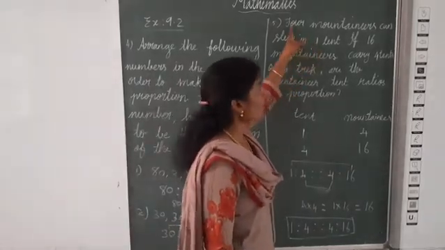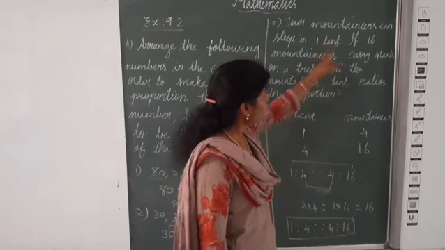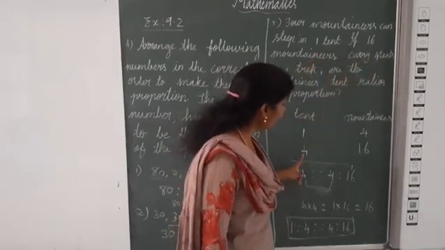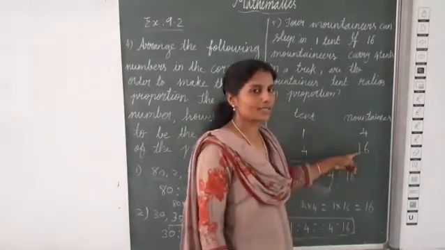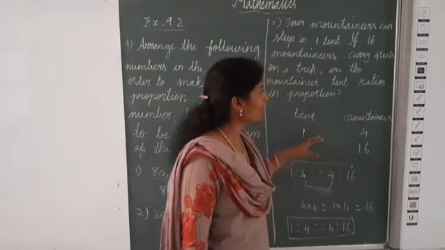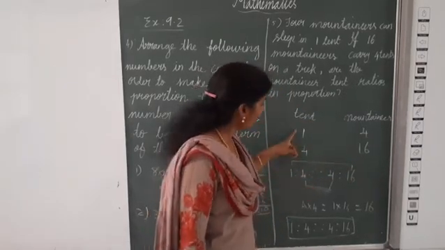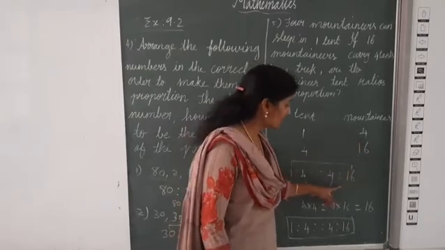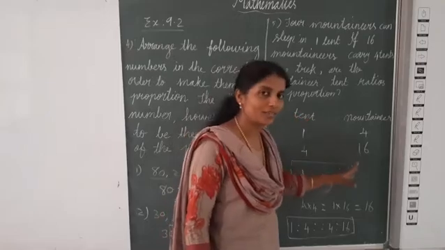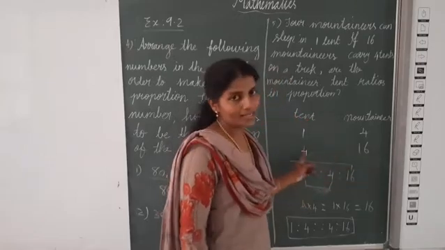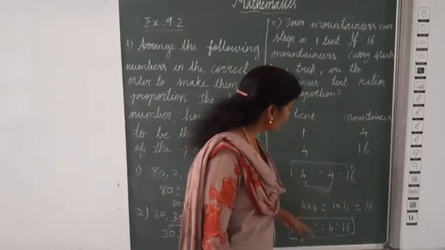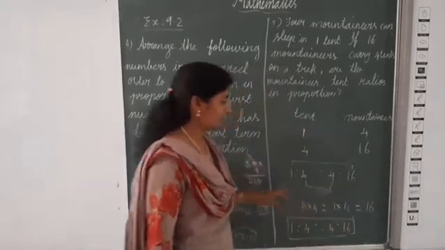1 tent, 4 mountaineers can sleep. Then 16 mountaineers carry 4 tents. 4 tents, 16 mountaineers. This is the ratio. 1 is to 4 and 4 is to 16. This ratio we can write in proportion form. So 1 is to 4 as 4 is to 16. Now we can say the product of means is equal to the product of extremes, which means this is proportion. Now we are checking here 16, this is equal. So we can say 1 is to 4 as 4 is to 16.